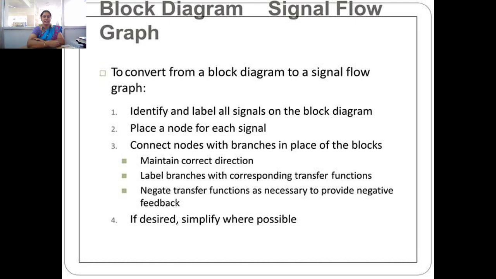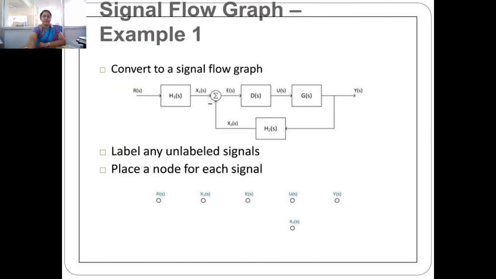We have to represent them as nodes and connect the nodes with branches, maintaining the correct directions, and label the branches with the corresponding transfer functions. And we have to identify whether it is positive feedback or negative feedback. Now let us go directly to the example, where a block diagram is converted into a signal flow graph.